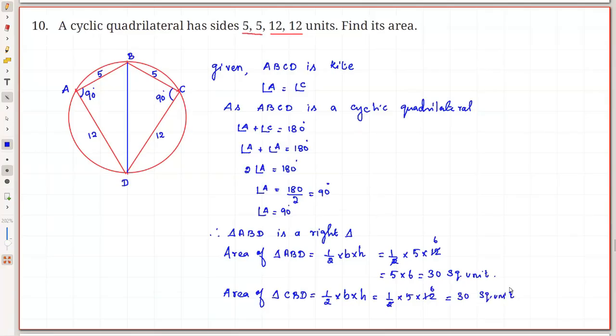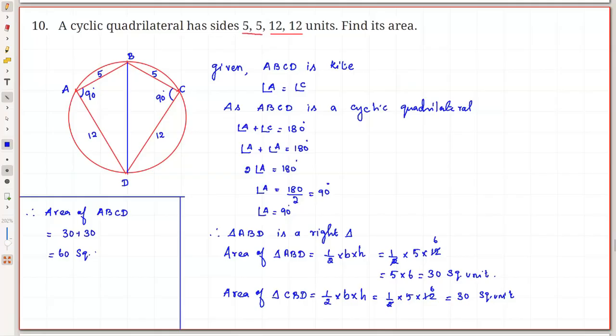Now they are asking for the area of the quadrilateral. So the area of quadrilateral ABCD is equal to just add: 30 plus 30, the area of two triangles. 30 plus 30 is 60 square units.